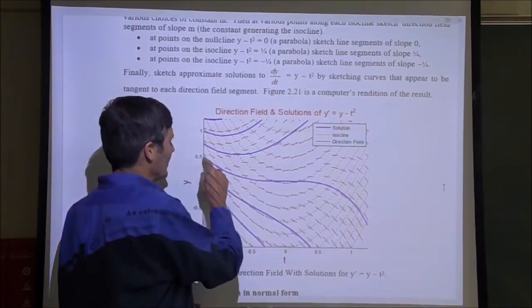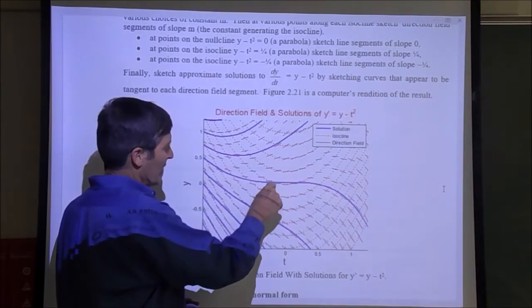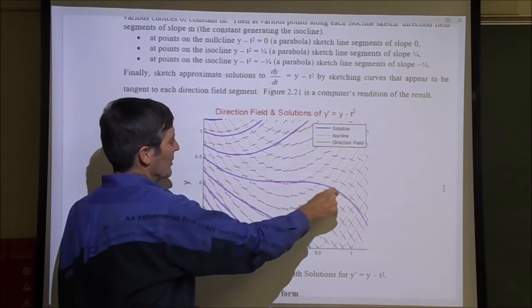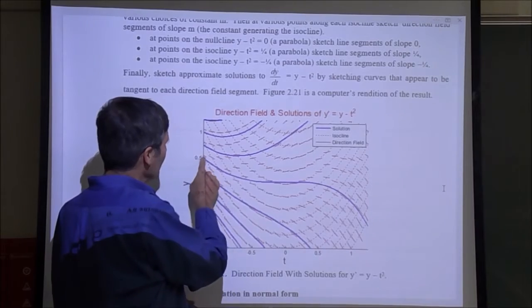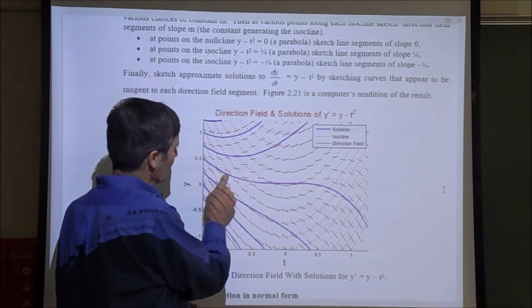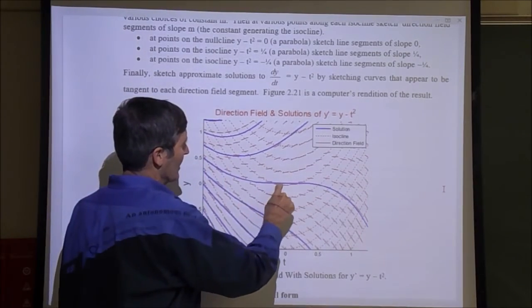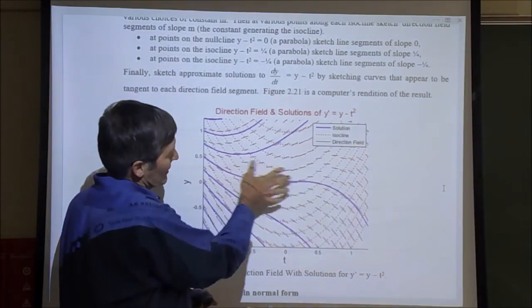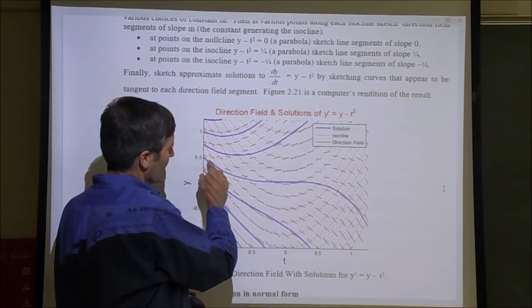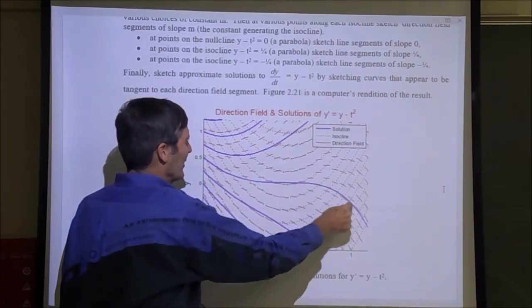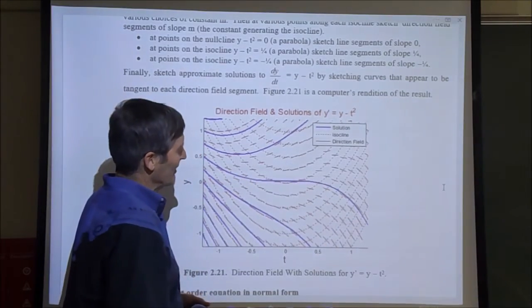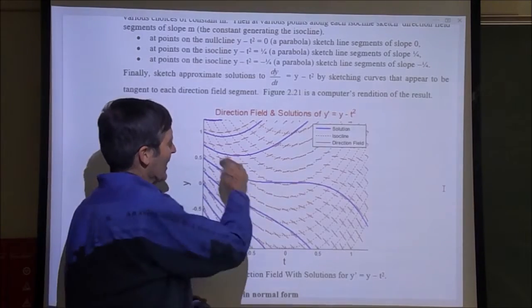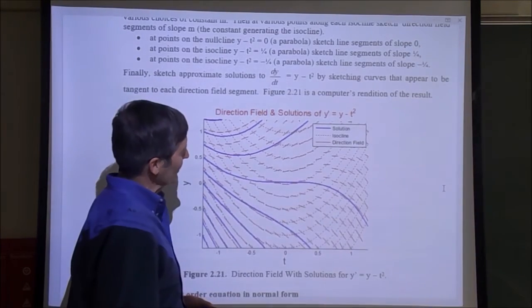Why? They have to pass through the plane being tangent to every line segment you drew in the direction field. So this one goes down like this. It has to be tangent to this line segment, tangent to this line segment, tangent to this one, tangent to this one. You can kind of see it. It's like flowing water, and your little boat you put in the water floats along that direction field, just tangent to all the streamlines there that you see.